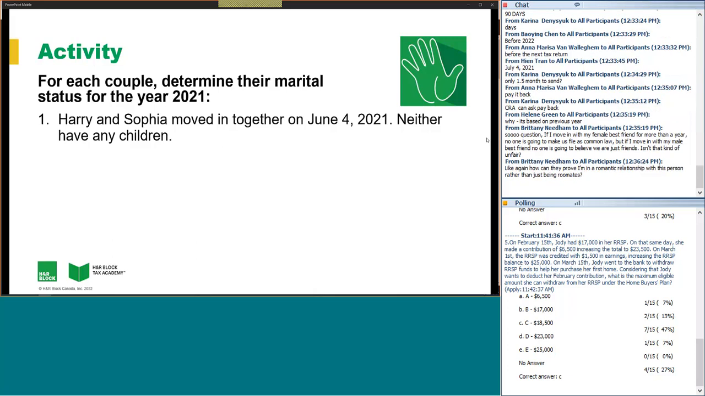If you move in with a female best friend for more than a year, no one's going to make you file as common law. But if you move in with a male best friend, they won't believe you're just friends. Is it unfair? 100% unfair. How can they prove? Well, if they suspect it, they can look into it. So they can audit, and when they audit, they will ask not just you, but people around you, and they will poke into your private life.